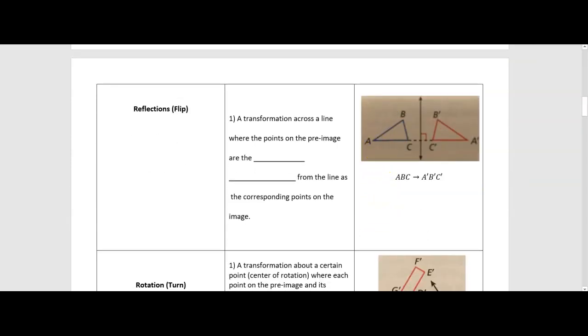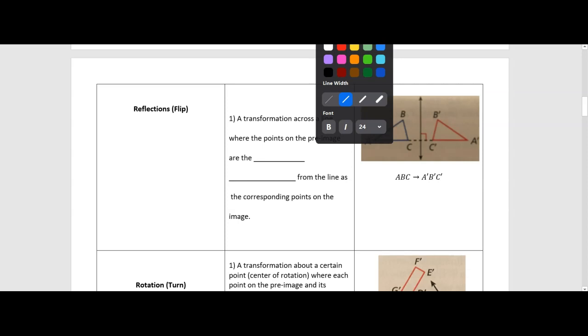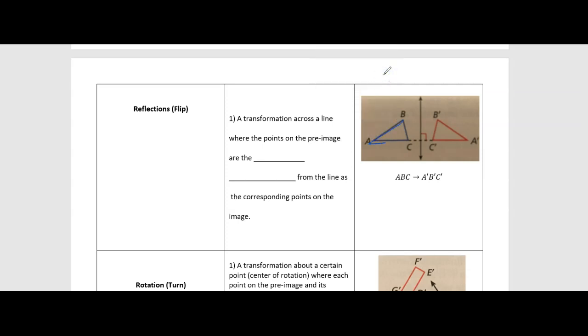If we look at the pre-image for this reflection, ABC, well, the A is in the bottom left, but if we look at the image, A prime is in the bottom right. So you can see that A and C, or A prime and C prime, have essentially switched places from where A and C were. So that's what we say when the orientation has changed. And the same is true for rotations, right?